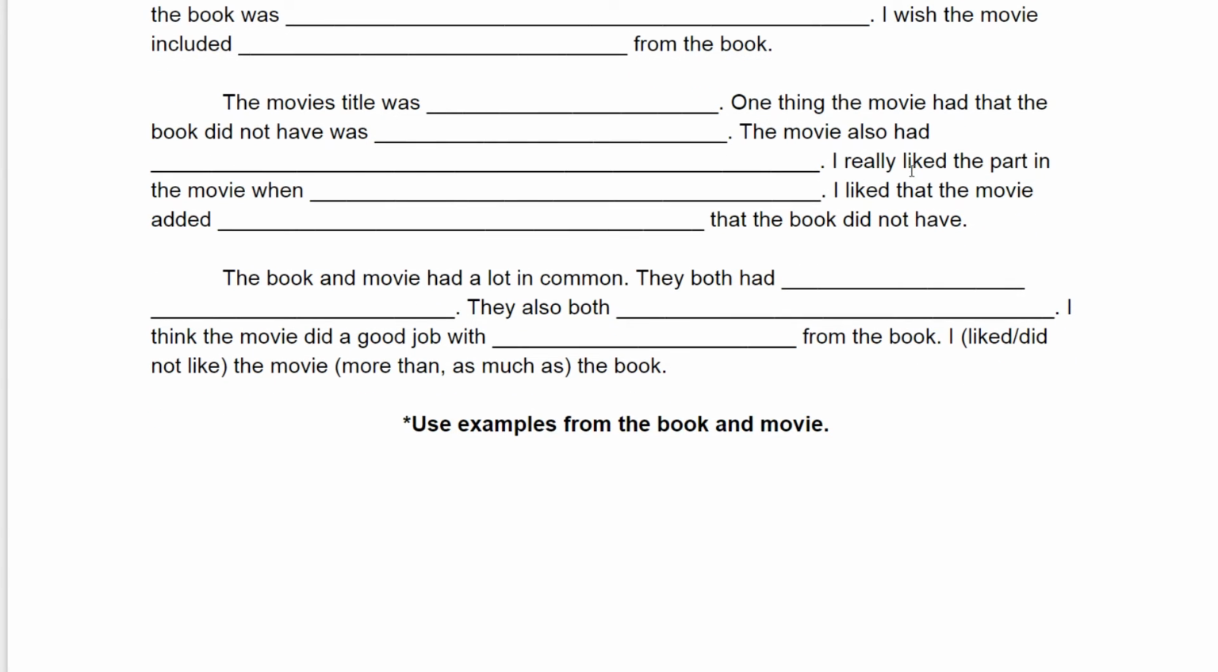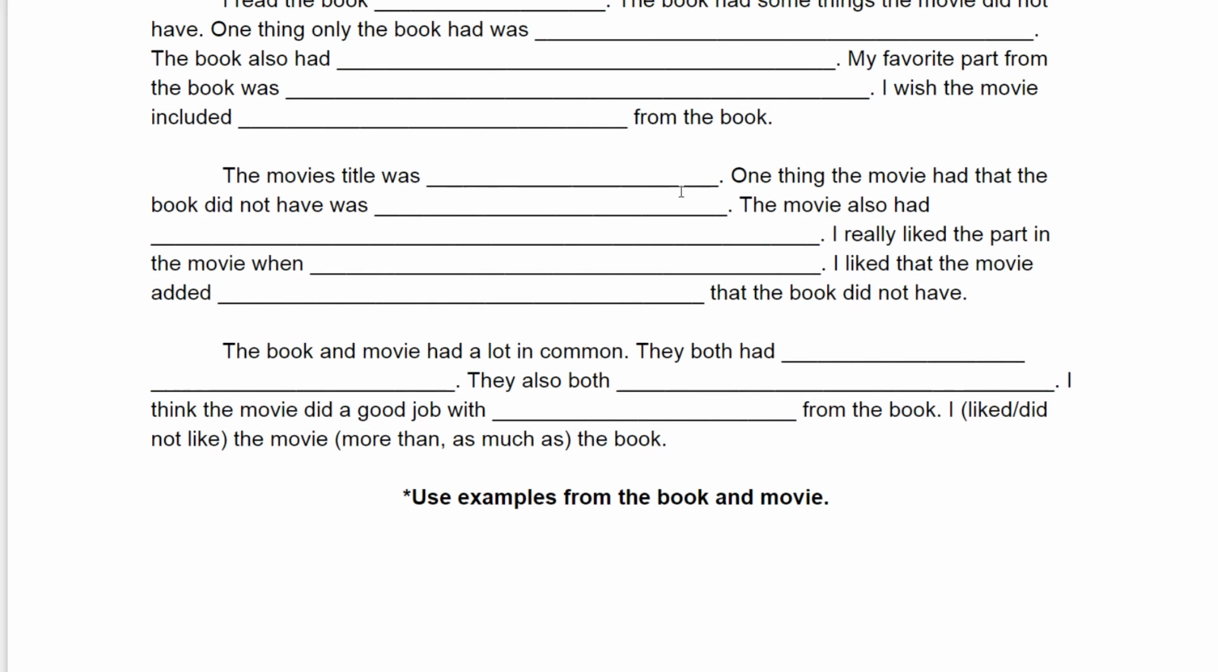The second paragraph, the movie's title was The Witches. One thing the movie had that the book didn't have was blank. So you could talk about the opposite of what you wish that the movie had, because now you're talking about the movie had something special on its own that the book didn't have. You're going to have 2 points like that, and you're also going to give me a sentence that says what you liked about the movie that was added that the book did not have. So something special that the director thought would be interesting.